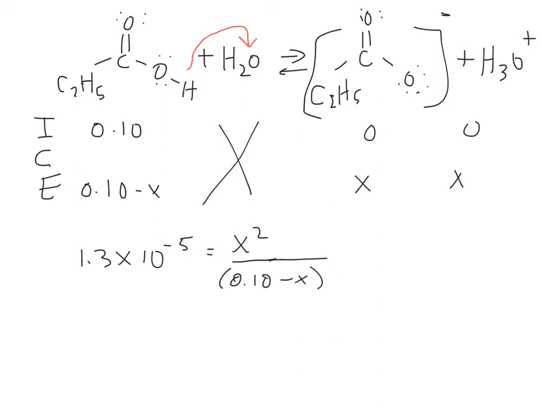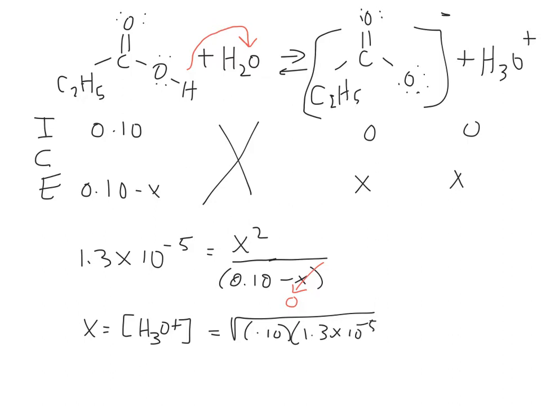Do the test. 0.1 divided by 1.3 times 10 to the minus 5 is greater than 100. So it's appropriate here to drop that X. Makes it a lot easier. X will be equal to the H3O plus concentration, or the H plus concentration, which is the square root of 0.10 times 1.3 times 10 to the minus 5, and that will be equal to 1.14 times 10 to the minus 3.